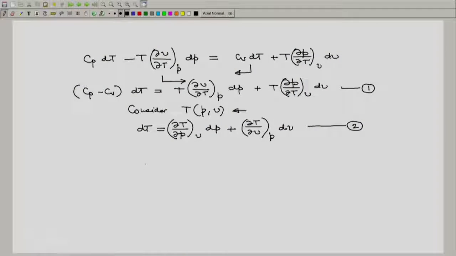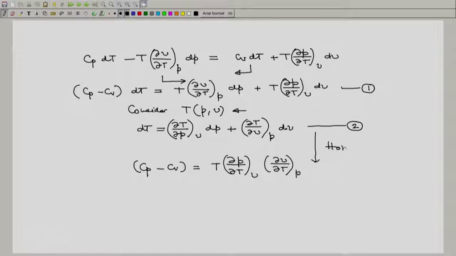And then the coefficients have to be 0 because dP and dV are differentials of two independent variables P and V. And from that, it is just one more step of calculus to obtain this relation, which is Cp minus Cv equal to T partial of P with respect to T at constant V into partial of V with respect to T at constant P. Okay. So, the intermediate steps, I will leave it to you as homework. Thank you.